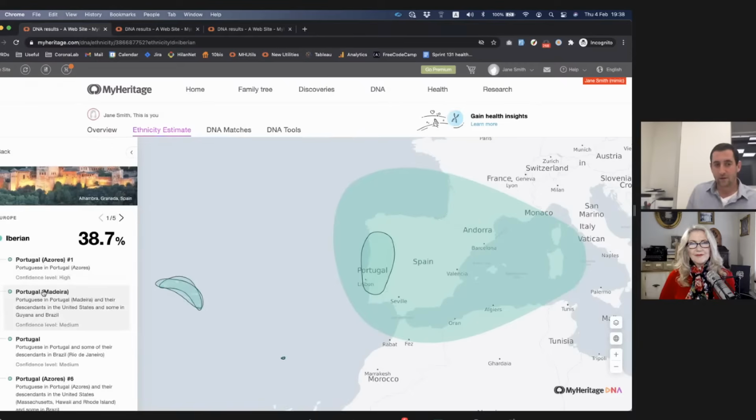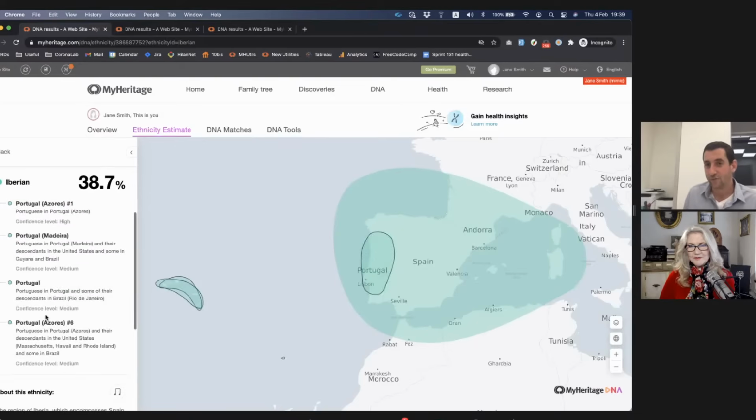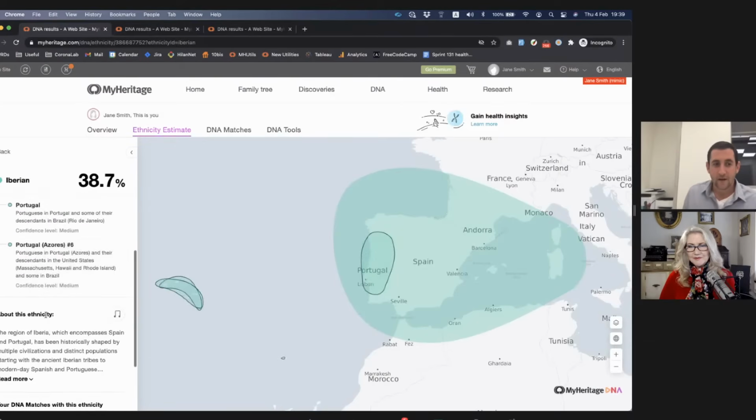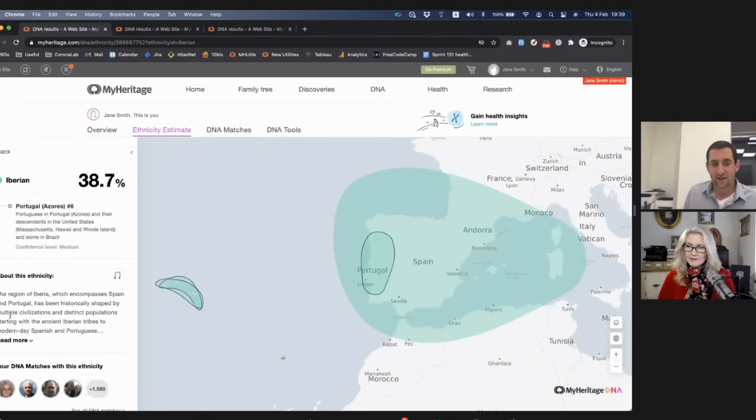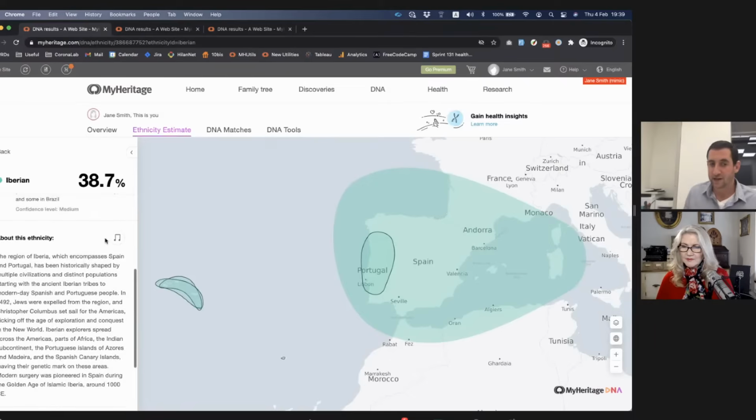For example, the Portugal Madeira one is Portuguese in Portugal Madeira, and their descendants in the United States and some in Guyana and Brazil. We're going to look at this group in a second because it has an interesting story to tell. And again, many of the groups, as you can imagine, have descendants in Brazil originating from Portugal. That makes sense. In the About This Ethnicity section, you can read a little bit more about the story behind this group and listen to a fine tune.